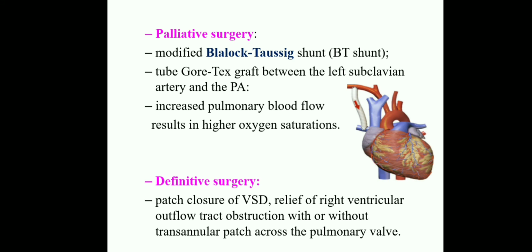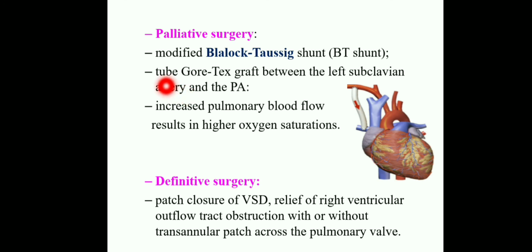Coming to the palliative surgery, the first surgery for tetralogy of Fallot is the modified Blalock-Taussig shunt, that is BT shunt. This is a viva question they ask. The BT shunt is used to convert the deoxygenated blood into oxygenated blood. So how are they doing it? Look at this.